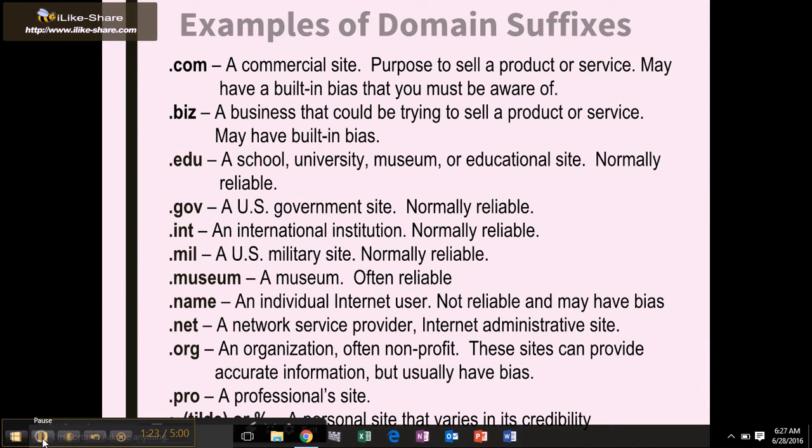Now take a minute and pause here and look at all the different domain names. Domain names can tell you a lot about whether or not the site is credible. For example, a .edu is .education. That's going to be more credible or reliable than a .com or a .biz that might be biased. They're trying to sell you a product or a service.